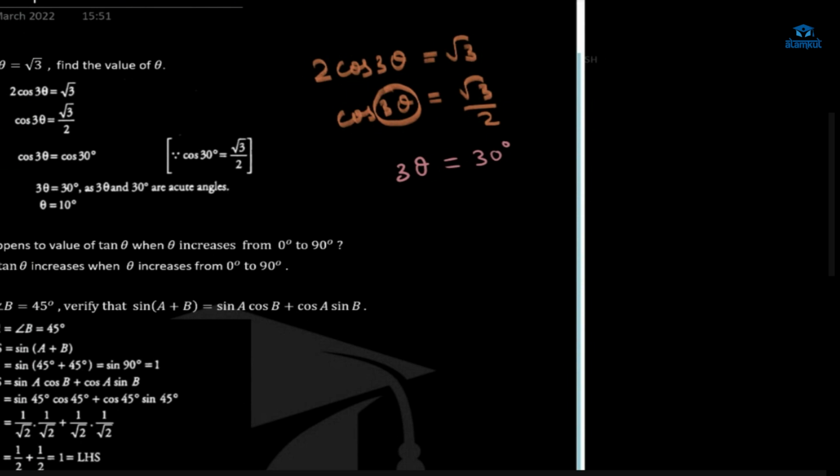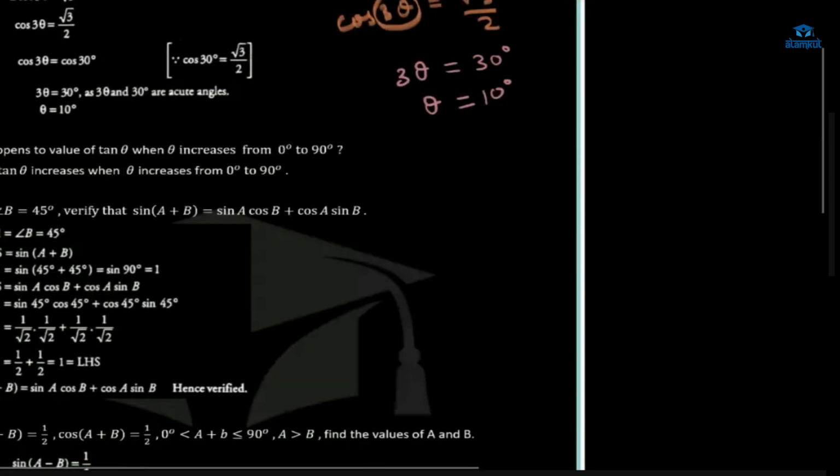Okay, if 3 theta is equal to 30 degrees, then what will be the angle for theta? It will give us 10 degrees, or not? Yes, ma'am. So it is a direct question.